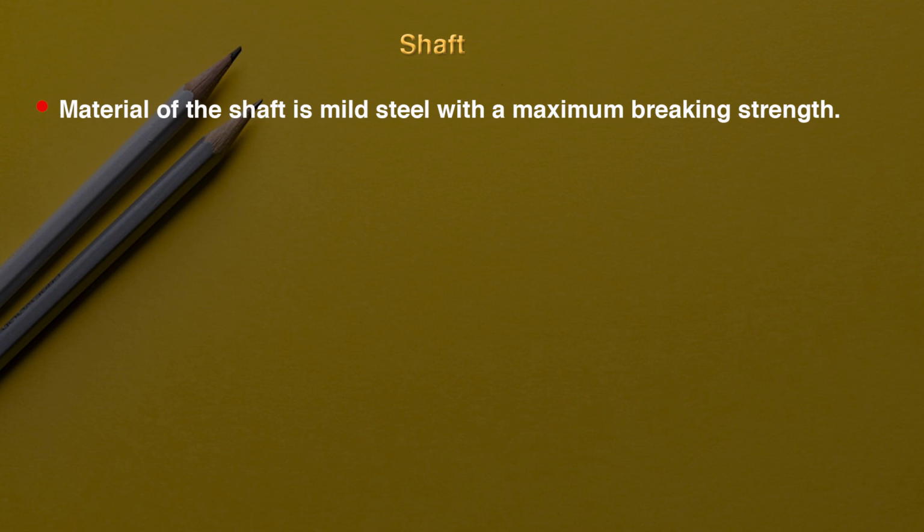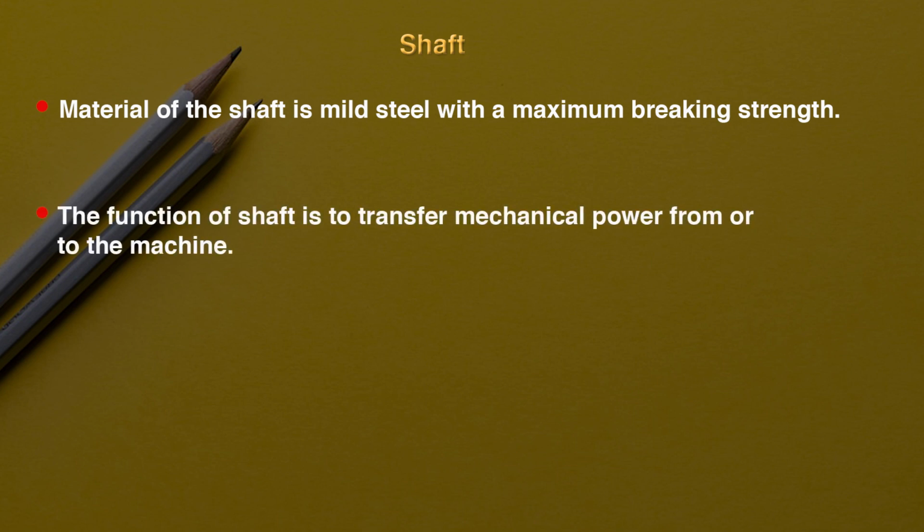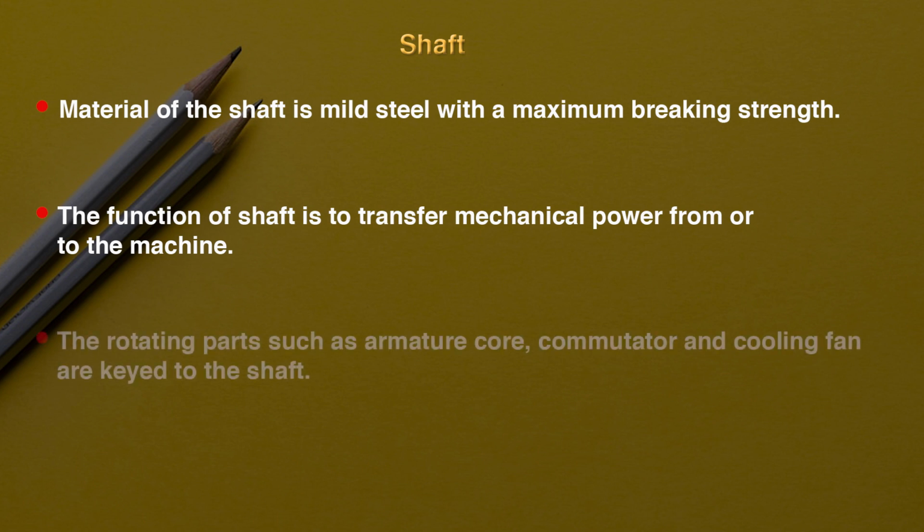Now we have to understand the function of the shaft. The shaft is made of mild steel with a maximum breaking strength. The shaft is used to transfer mechanical power from or to the machine. The rotating parts such as the armature core, commutator and cooling fan are keyed to the shaft.